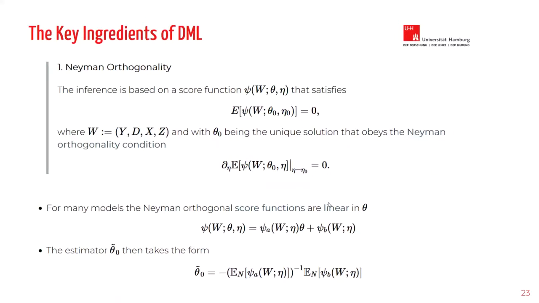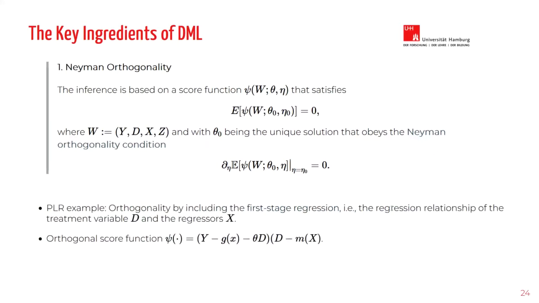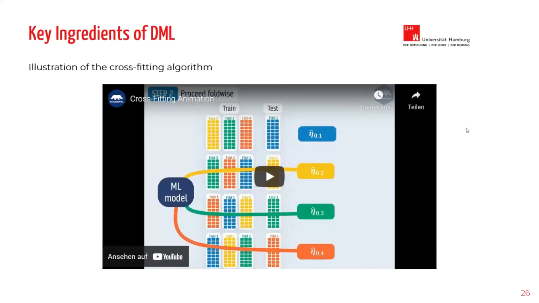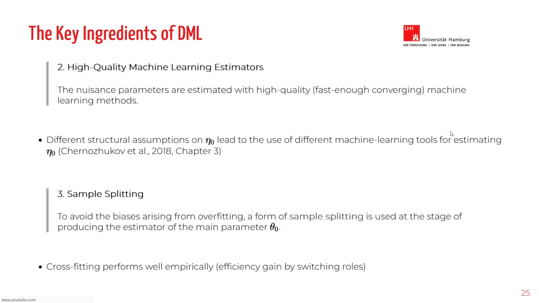So you can rephrase the score function in terms of two components, the psi A, which is multiplied by the theta coefficient, and psi B, which is just additive. It's not working for all models, but it's working in many cases, and that's simplifying the implementation. But that's just a detail. Okay. So let's continue with this.